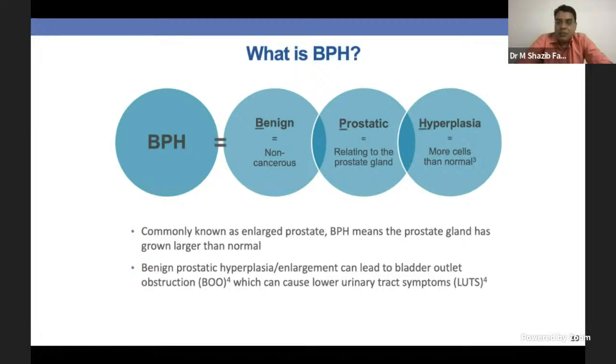Now, benign prostatic hyperplasia constitutes three basic words. Benign means it's a non-cancerous condition. Prostatic means related to the prostate gland. And hyperplasia, as I've already discussed, is an increase in the number of cells. So it is commonly known as BPH. Benign prostatic hyperplasia can lead to prostatic outlet obstruction, bladder outlet obstruction. It means that because of compression of the urethra, the urine is not flowing outside. So there is an outlet obstruction from the bladder, which leads to lower urinary tract symptoms.